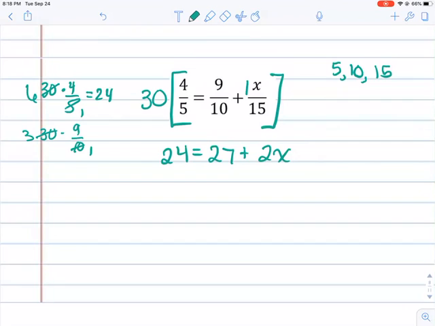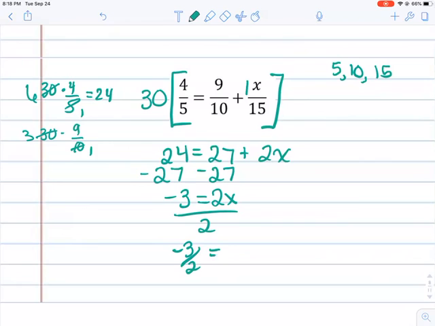And then from here, you would go ahead and continue solving. So minus 27 from both sides, negative 3 equals 2x, divide everything by 2. So either way you want to do it, you're kind of doing fractions with both. It's just that for this one, you're doing all the fraction stuff up front and solving without. And on the other one, you're not.